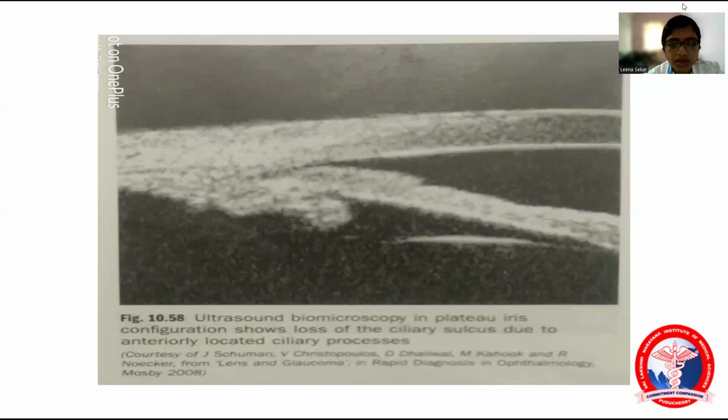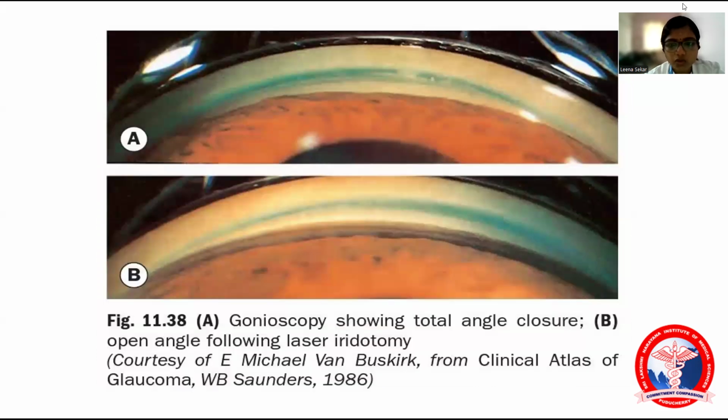This picture indicates plateau iris configuration where there is loss of ciliary sulcus due to anteriorly located ciliary processes. Next one is the gonioscopy showing total angle closure. Next, below which we can see open angle after giving laser iridotomy.